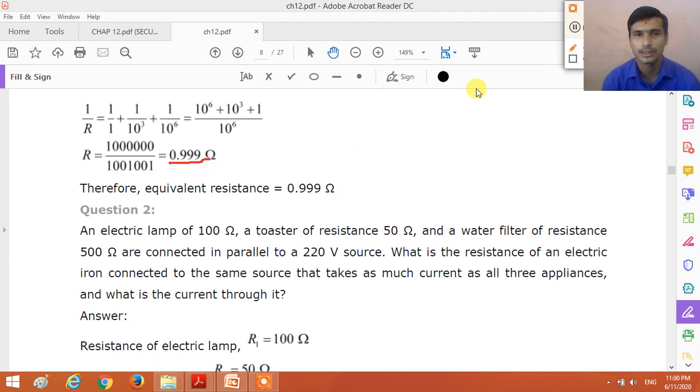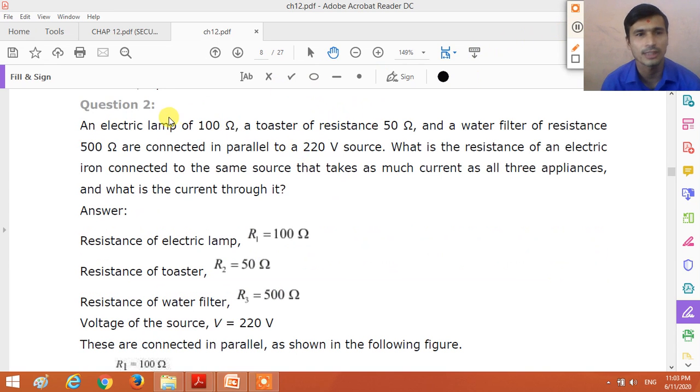Here also, the three resistances 1 ohm, 10 raised to 3 ohm and 10 raised to 6 ohm are connected in parallel. The equivalent resistance is smaller than the smallest value of resistance. Here the smallest value of resistance is 1 ohm, so the equivalent resistance is less than 1 ohm. We can say that approximately it is 1 ohm.